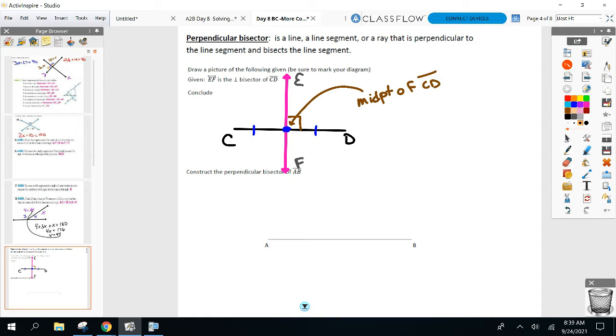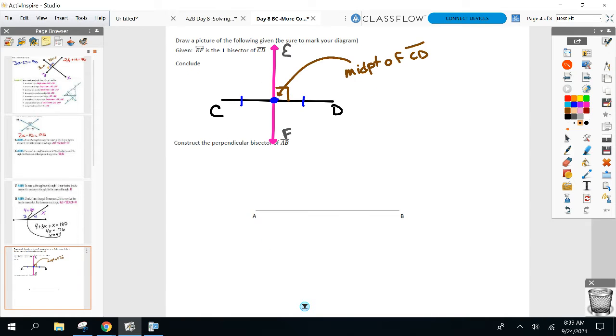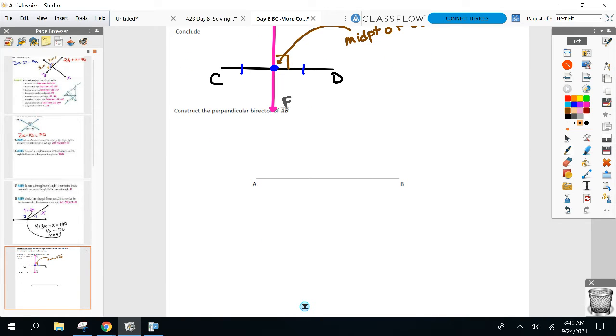Go ahead, ask questions, please. I just threw a lot at you there. The right angle tells me the lines are perpendicular. The hash marks tell me EF is cutting it in half. That makes that point the midpoint. All right, you ready to construct it? I got news for you. You know how to do this construction already. How to do a perpendicular bisector. I just never called it a perpendicular bisector when we did it.